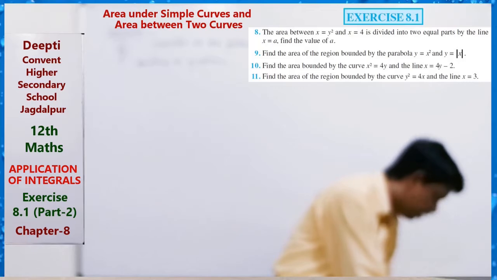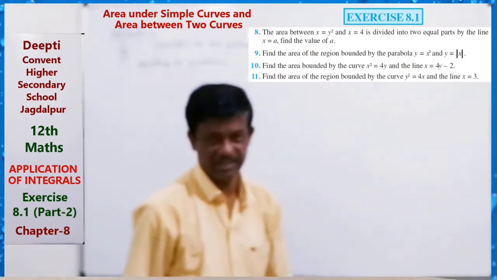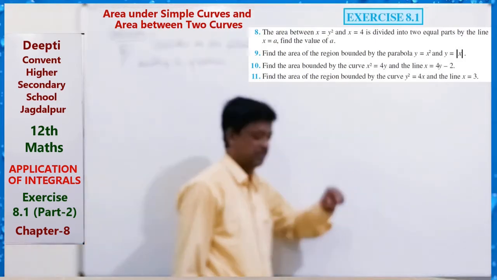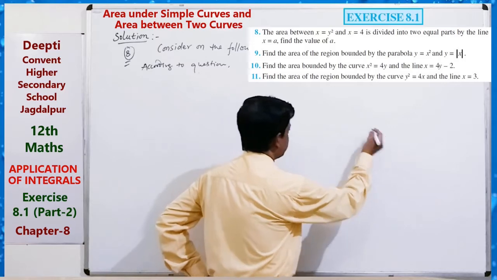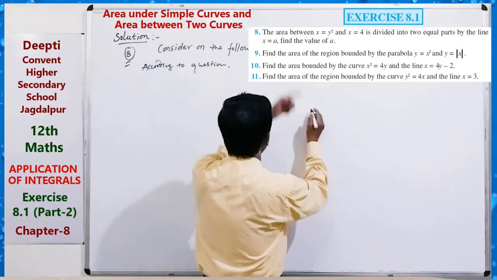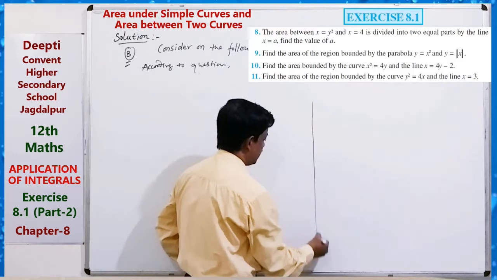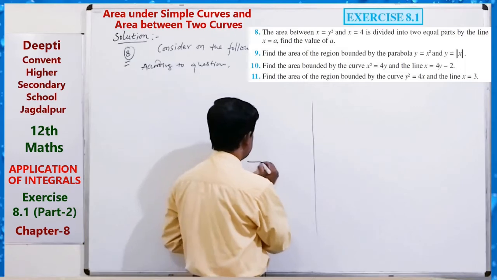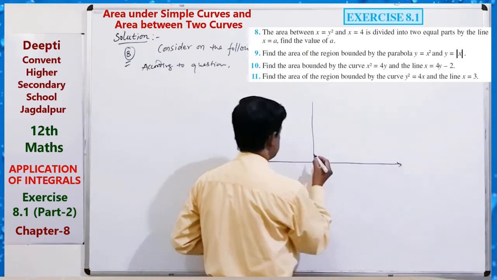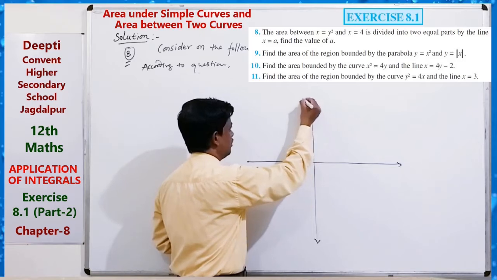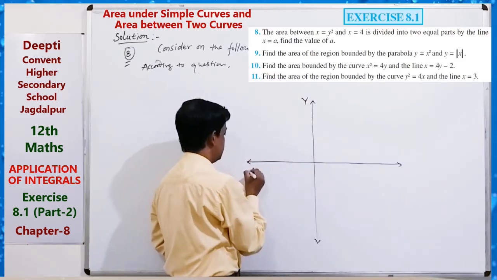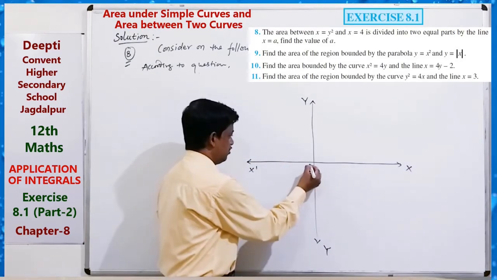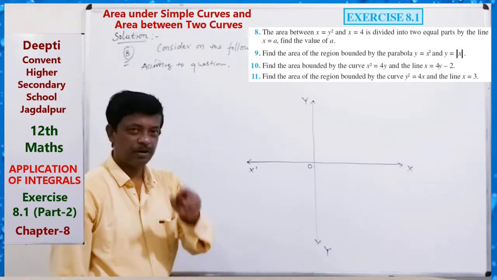So here, question 9: area bounded by the parabola y equal to x square and y equal to mod x. Clear? First of all, consider the following diagram, just like that. Draw the diagram. This is the y axis, this is the x axis, and this is the origin.